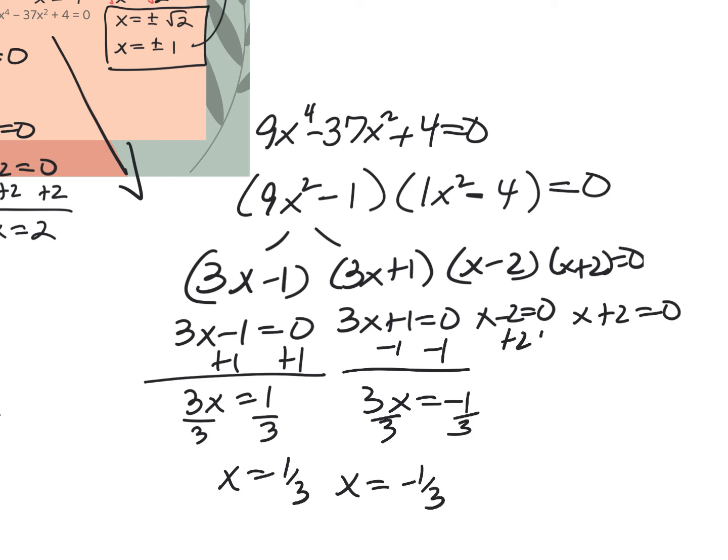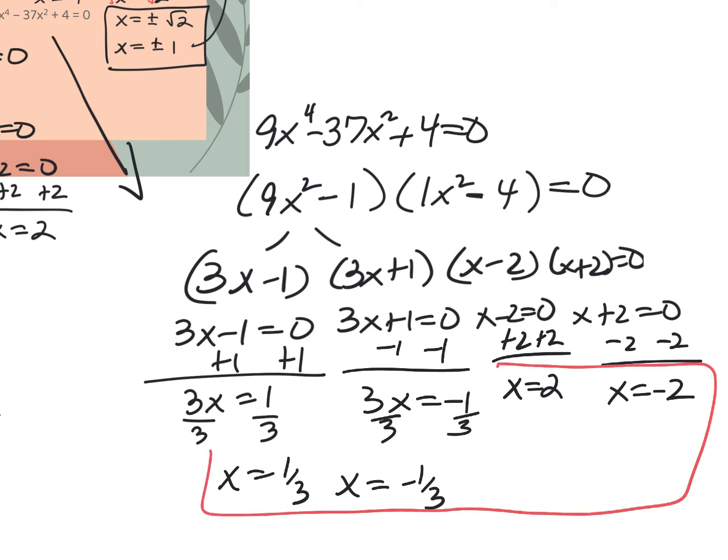This one I'm going to add 2. X equals 2. Subtract 2 on this one. And x equals negative 2. So I have 4 answers, positive and negative 1/3, and then positive and negative 2.